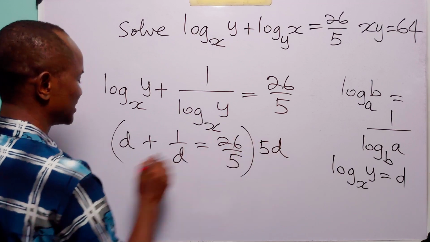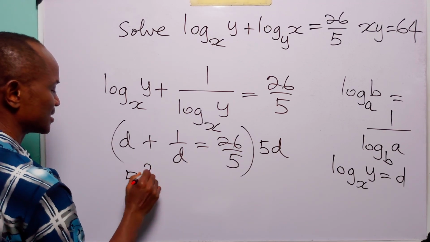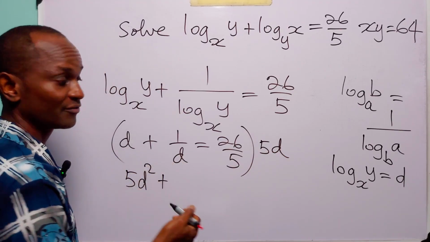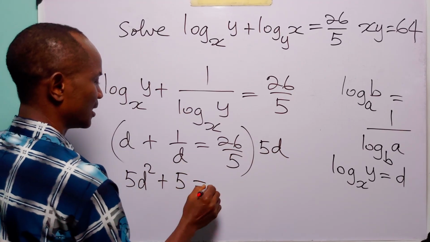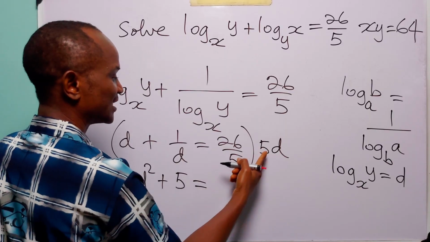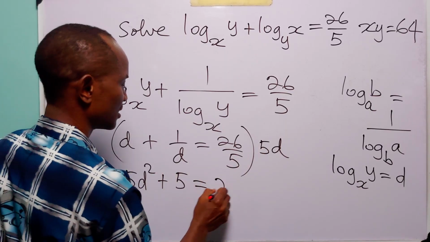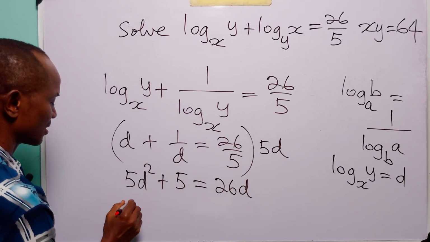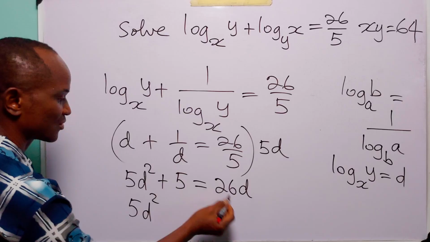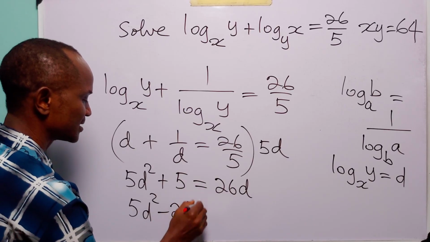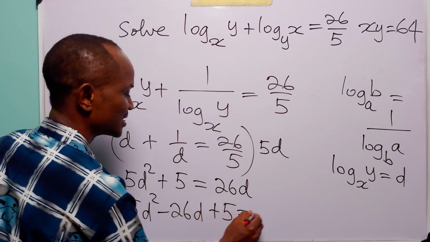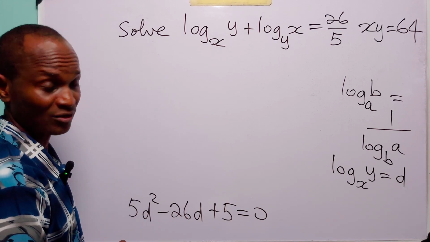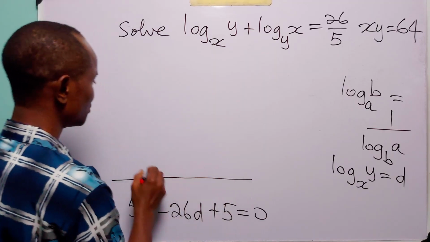d times 5d is going to give us 5d squared. 1 over d times 5d, d is going to cancel, leaving us with 5. And 26 over 5 times 5d, 5 is going to cancel, leaving us with 26d. Now, to rearrange this quadratic equation, we have 5d squared minus 26d plus 5 is equal to 0. We can solve this quadratic equation by factorization. Let us use the table method.